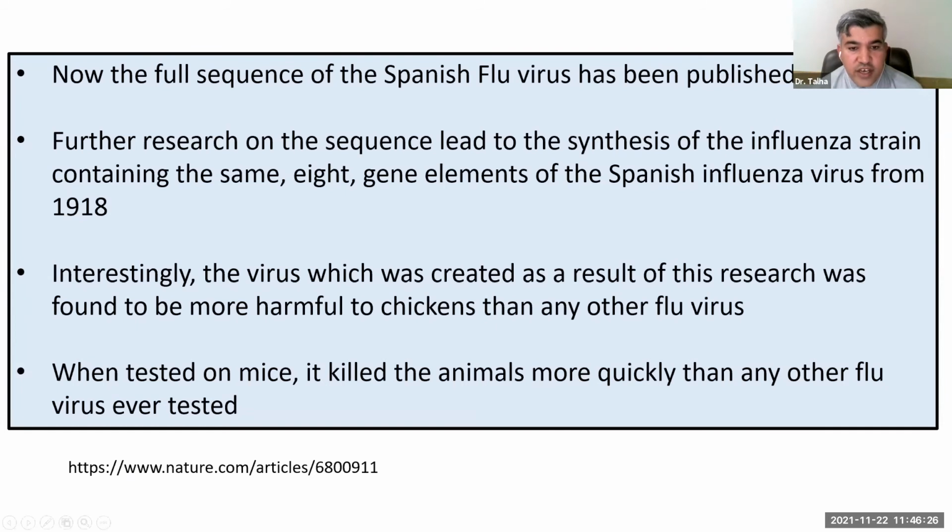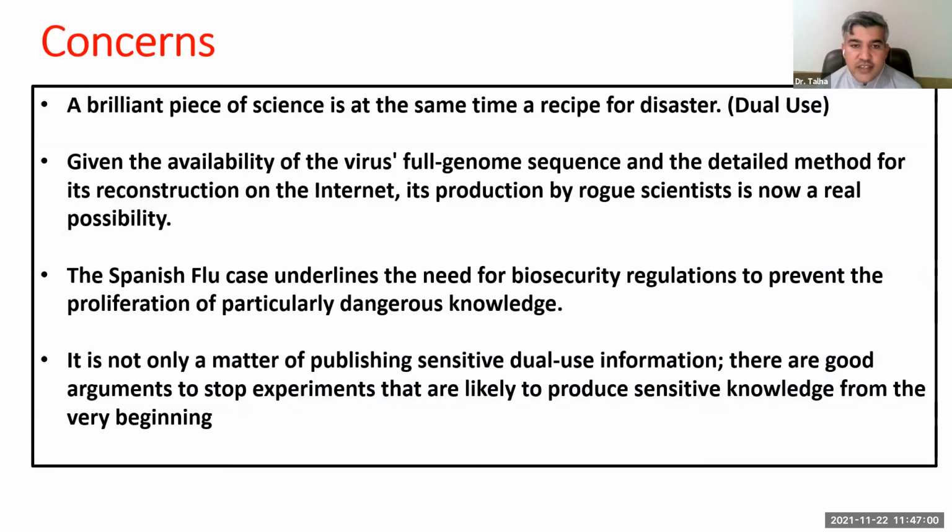Interestingly, the virus created as a result of this research was found to be more harmful to chickens than any other flu virus. When tested in mice, it was so lethal that it killed more quickly than any other flu virus ever tested. So on one side, scientists are trying to eradicate such viruses, but on the other side, some scientists are actually creating them. So that is the dilemma. A brilliant piece of science is at the same time a recipe for disaster.